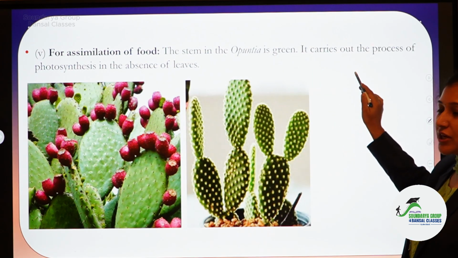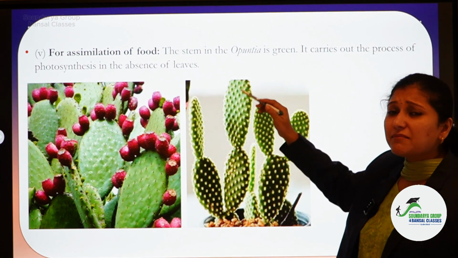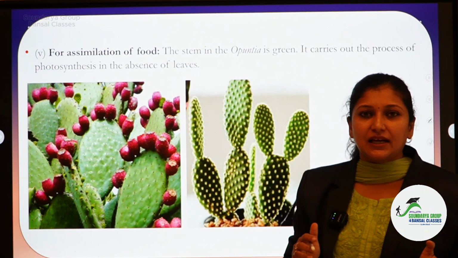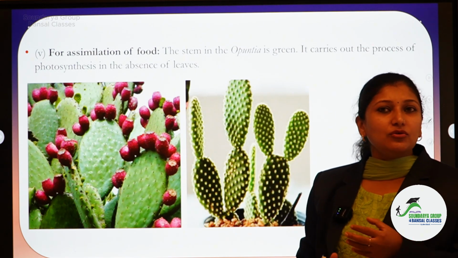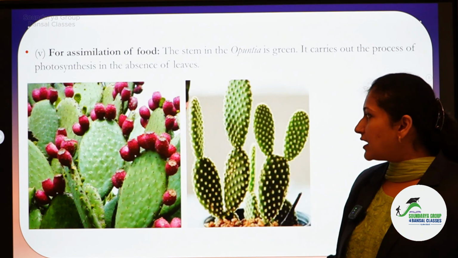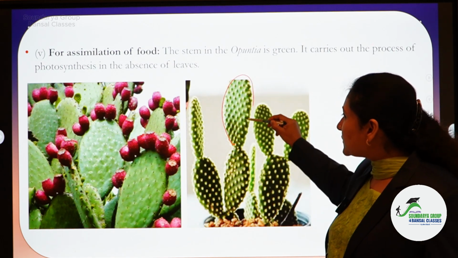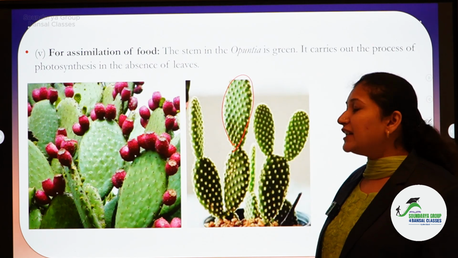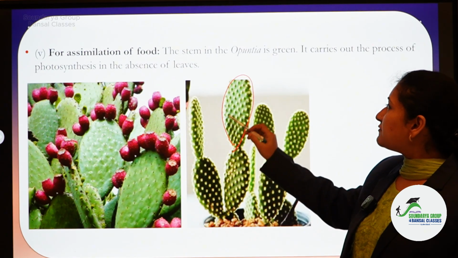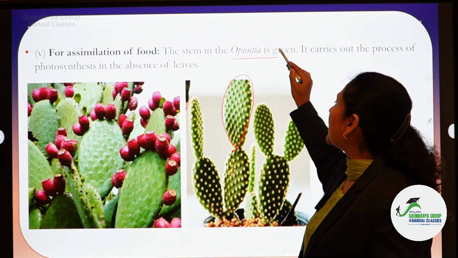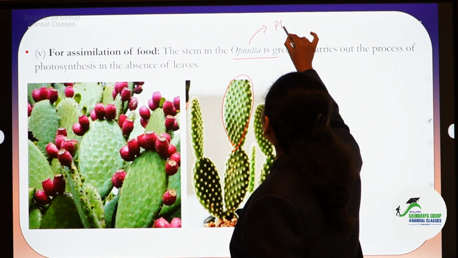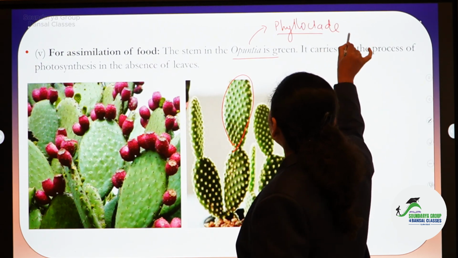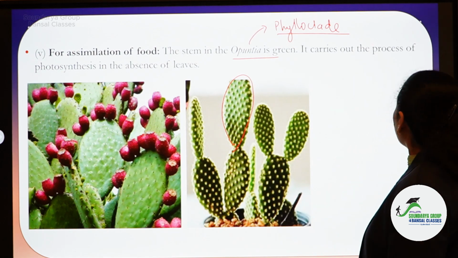In the case of Opuntia, the stem completely changes. These are xerophytic plants where you have very little water. In desert areas this type of plant is present, where you don't have any leaves to do photosynthesis. So the stem becomes flat just like a leaf, and becomes green also, and starts photosynthesizing. So this is for assimilation in the case of Opuntia. This is also known as phylloclade. Opuntia is also an example of phylloclade.